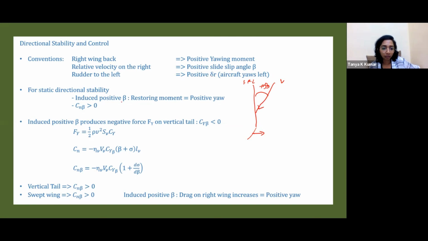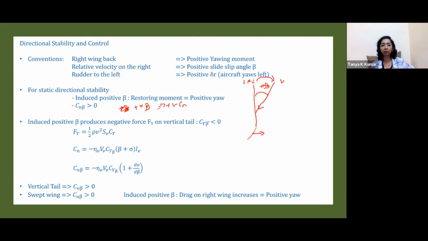Now, we saw that due to this induced beta, if the aircraft is subject to a positive beta, what should the restoring moment be? You should yaw your aircraft in this way to negate the induced beta. So your Cn beta should be positive. For positive induced beta, you need to have positive Cn. So your Cn beta should be greater than 0.